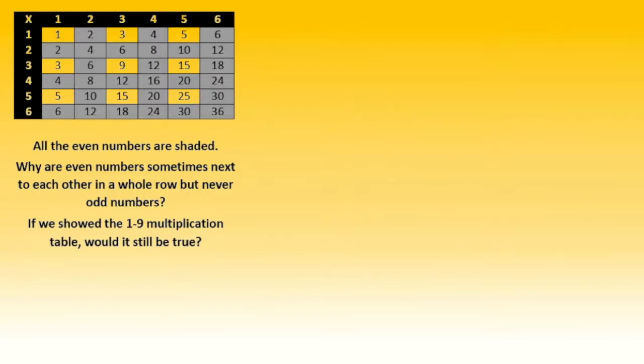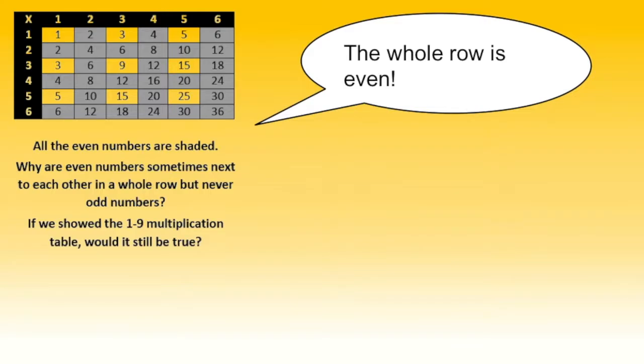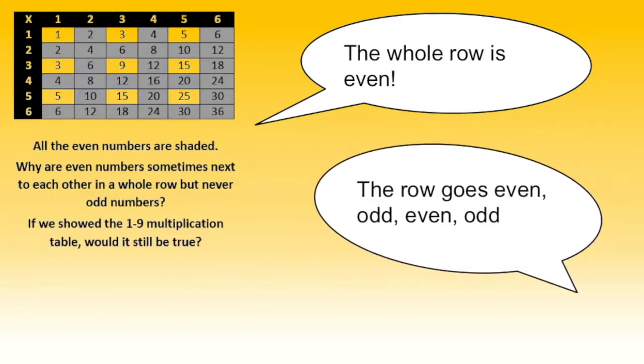When first attempting to explain, expect students to just share what is and not actually explain why. It's not uncommon for students to simply state that the whole row is even or another row alternates even-odd. Use this as an opportunity to reiterate the question, why, and to focus students on explaining the pattern.